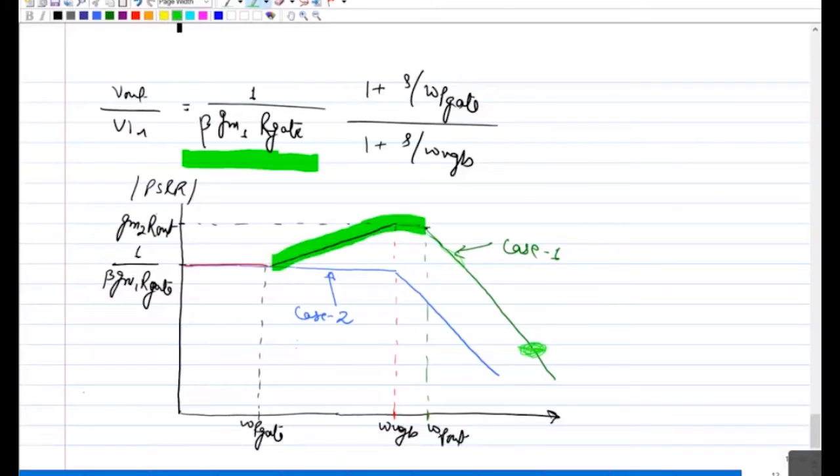This bump actually, so this region is a problem for your PSRR. So if you are interested in high PSRR in this range of frequency, then you have to make sure you have enough bandwidth so that your ripple frequency falls in the flatter region rather than falling in this bump. So the band pass kind of looking response. Any questions on this?